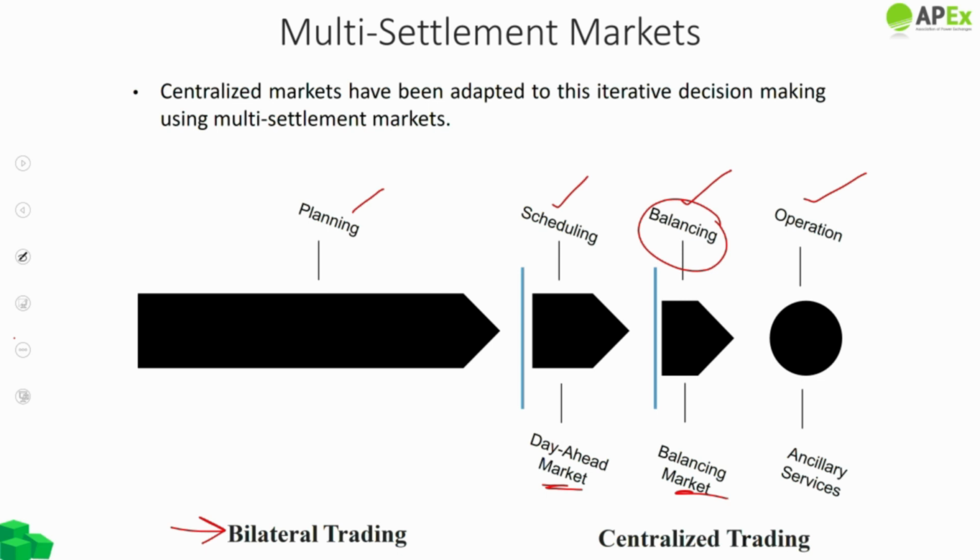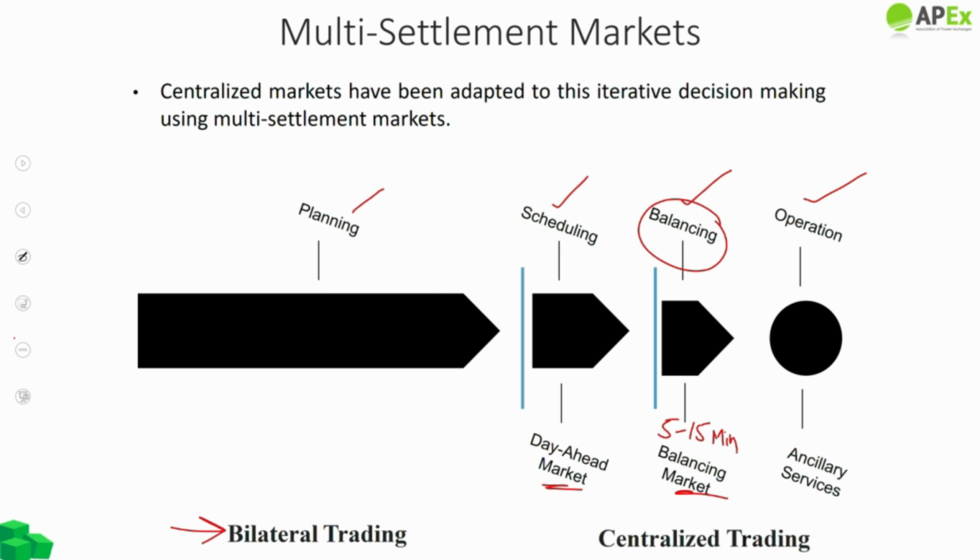The time duration of this balancing market is much finer, for example 5 minutes or 15 minutes, and a much finer schedule is prepared. When the real-time operation begins, the system operator takes control of the system and the market participants are no longer allowed to make adjustments to their schedules.